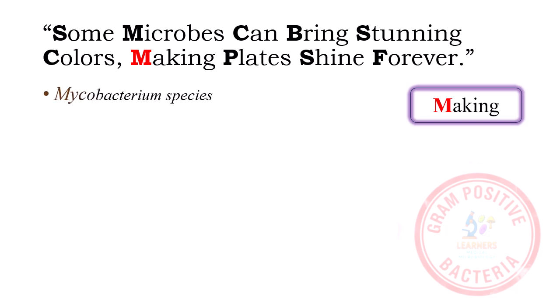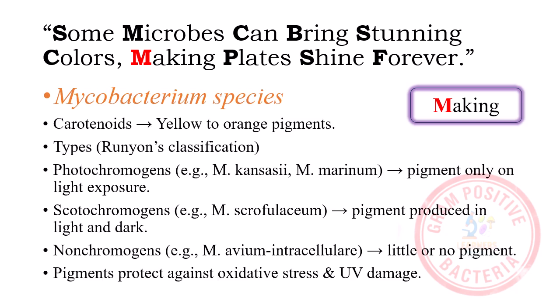As we know, we have the Mycobacterium species, the non-tuberculous Mycobacterium. Again, the carotenoid pigments ranging from yellow to orange. You have the photochromogens, which produce pigments only on exposure to light. You have the scotochromogens, which can produce pigments both in light and dark. You have the non-chromogens, which do not have much of a pigment, and this particular pigment helps the bacterium protect itself against the oxidative damages and the UV stresses.